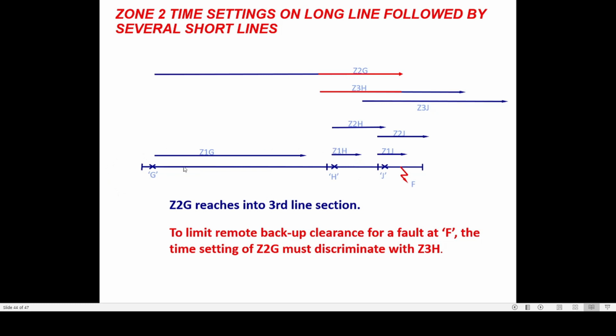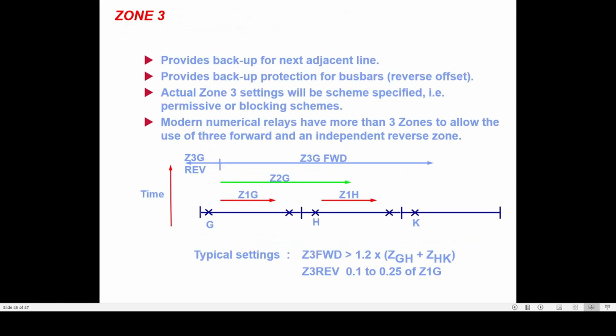So total zone 2 of this line will be 315 times 120%, and that 315 in this case is not overreaching or not reaching up to the zone 3 of line H. So in this way we can coordinate zone 2. So this is a complex situation. This is a complex case.